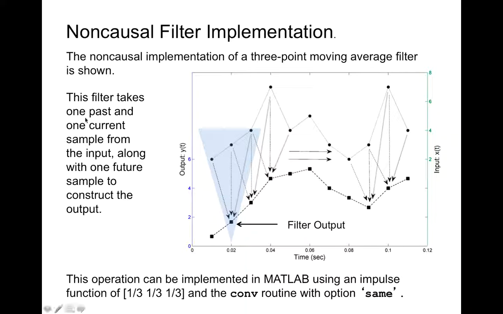So basically, this is a 3-point moving average filter. It takes a past sample, a current sample, and a future sample, so it's a non-causal filter. It averages those three together to give you this point. So basically, you're taking the next point and averaging that together to give you this point. You can implement that in MATLAB using an impulse function of 1/3, 1/3, 1/3, and the convolve routine. And then in order to make that non-causal, you use the option same.